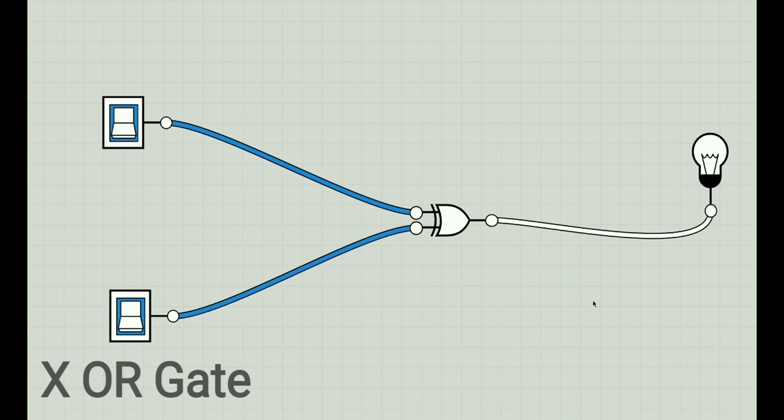If we give both the inputs as 1, the output will be 0. If we give either one input as 0, either this one or this one, you receive the same output as 1.